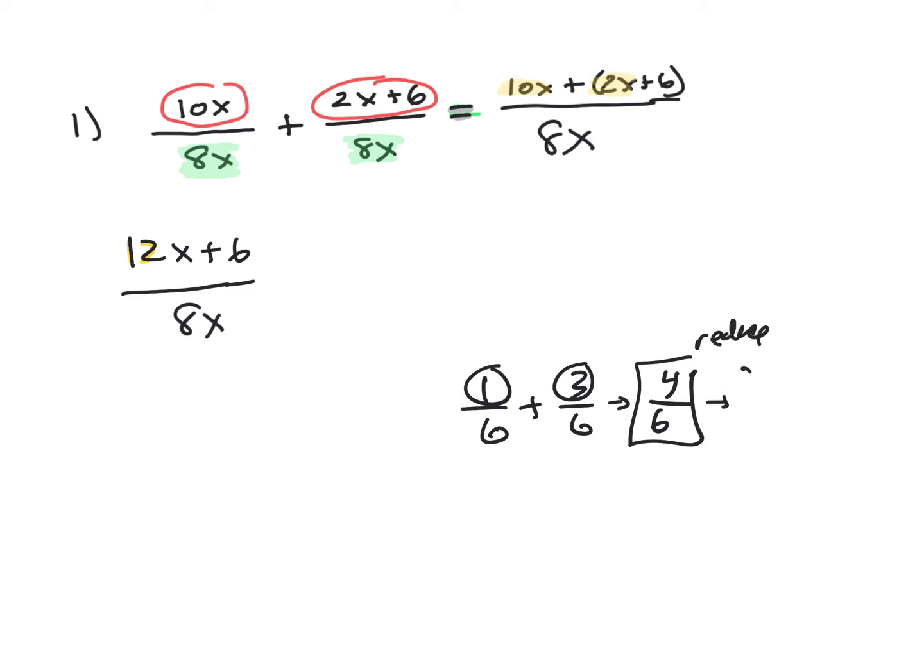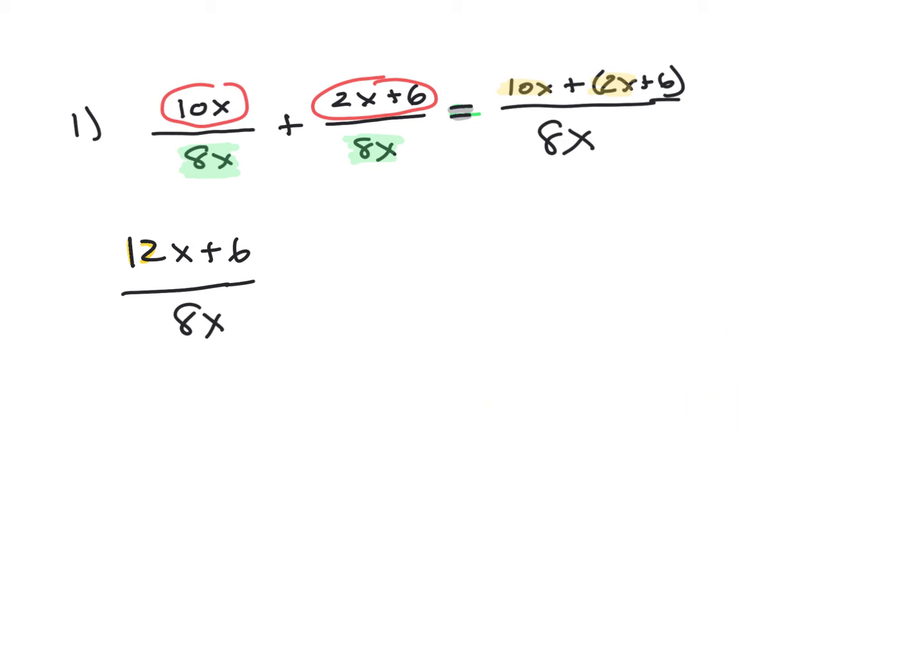So here we're going to factor the 4 as 2 times 2 and factor 6 as 2 times 3. And then we can cancel common factors. So basically we're reducing by 2. So this is not necessarily your final answer. So the question is, can this be reduced? And if it can be reduced, you must reduce.